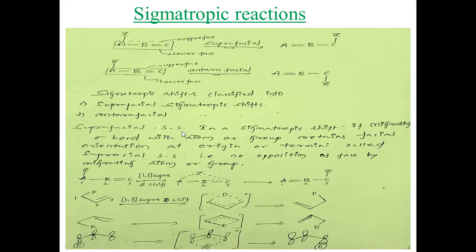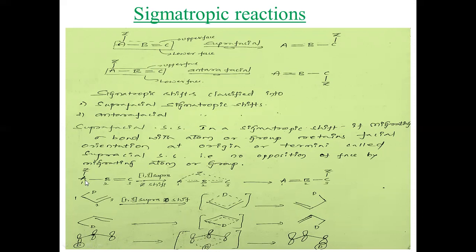So suprafacial sigmatropic shifts are those in which the migrating sigma bond with atom or group retains its orientation at the origin and terminus. Those are called suprafacial sigmatropic shifts. It implies there is no opposition of phase by the migrating atom or group. Then such sigmatropic shifts are called suprafacial sigmatropic shifts.